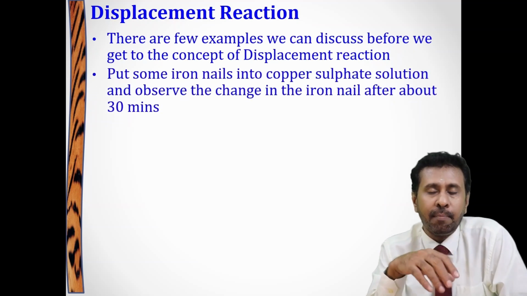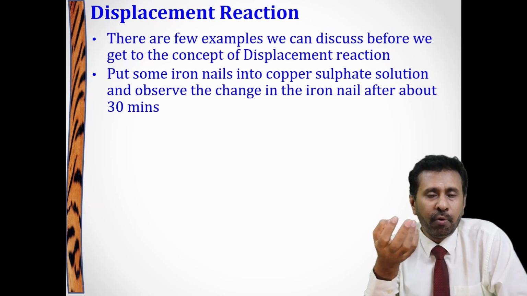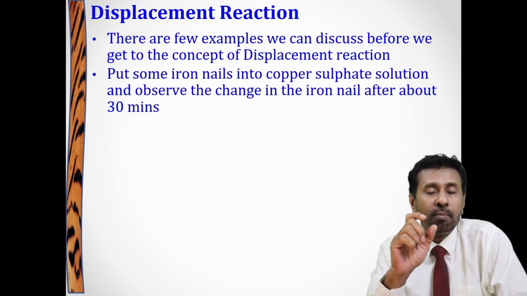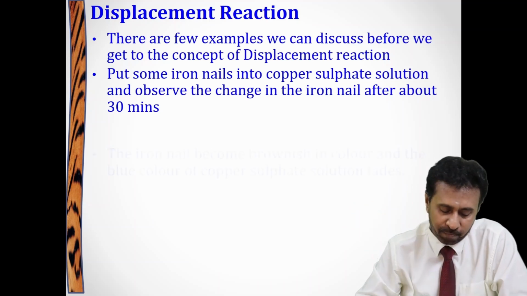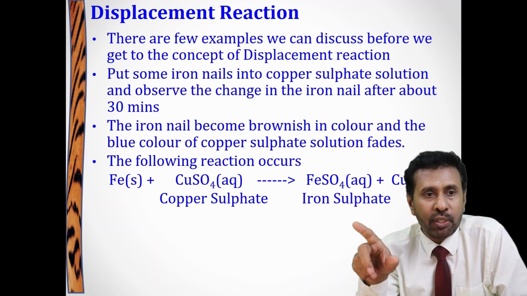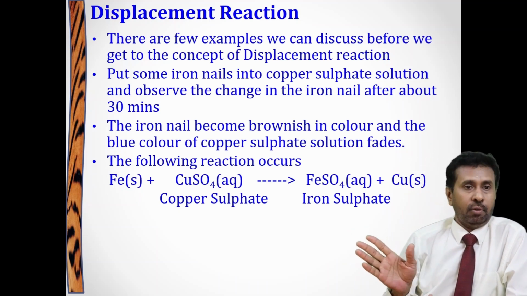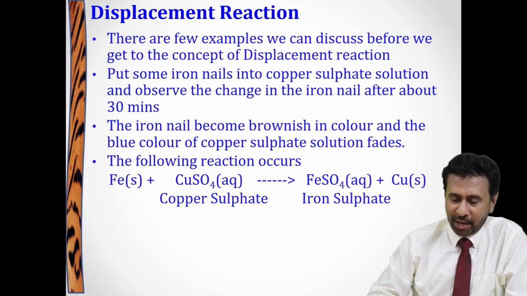Now the first example is when you put some iron in copper sulfate solution. The iron reacts with copper sulfate, it forms iron sulfate and copper is released. And that reaction will be like this: Fe plus CuSO4 gives FeSO4 and Cu in solid. So hope you see that.